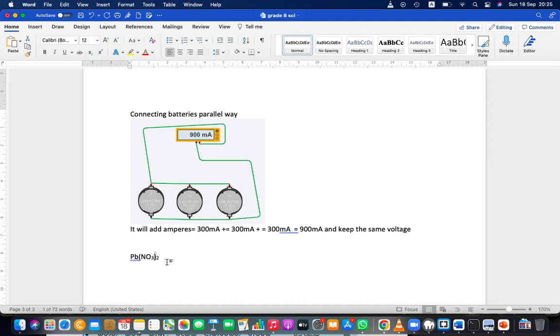1 lead and 2 nitrate components. Inside the nitrate, you have nitrogen and oxygen. How many nitrogen components in nitrate? 1. How many oxygen components in nitrate? 3. Okay, now I think you can understand the symbolic notation.